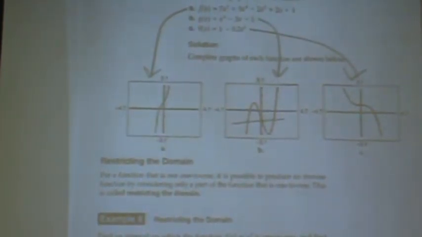Okay? So, we're going to talk about restricting the domain on Wednesday. But how do you know whether two functions are inverses of each other? We'll talk about this on Wednesday.